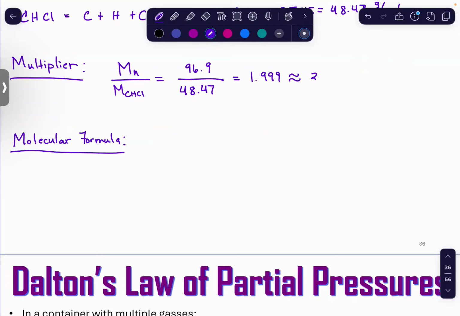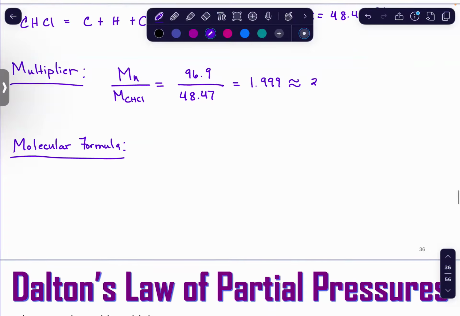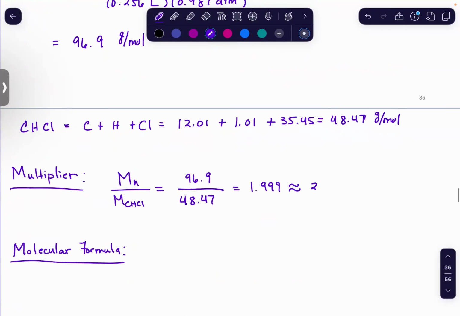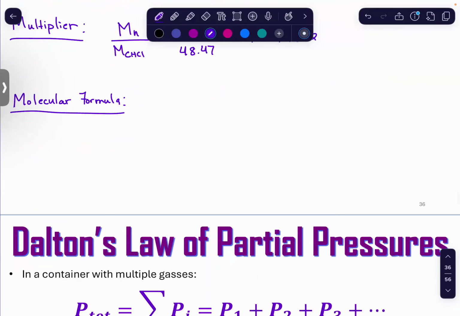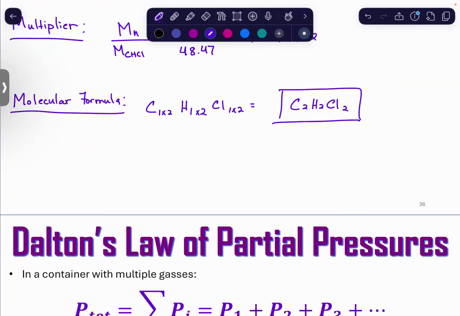Molecular formula. So of course, this 2 is going to multiply all of the subscripts. And if you notice CHCl, all the subscripts are 1. So it's going to be C1 times 2, H1 times 2, Cl1 times 2. That's going to be C2H2Cl2. And that's your molecular formula.